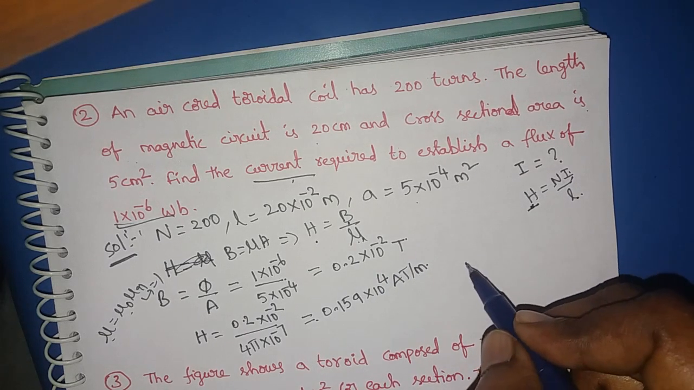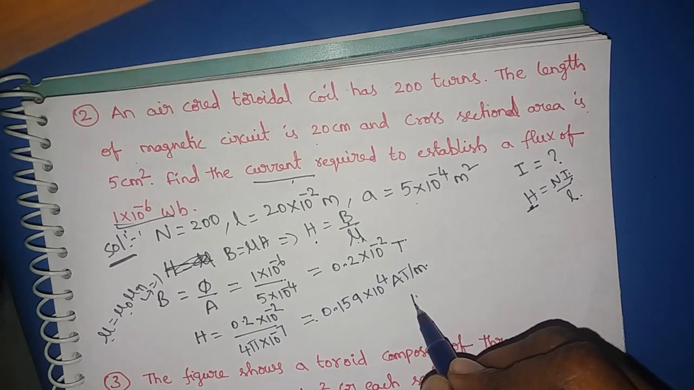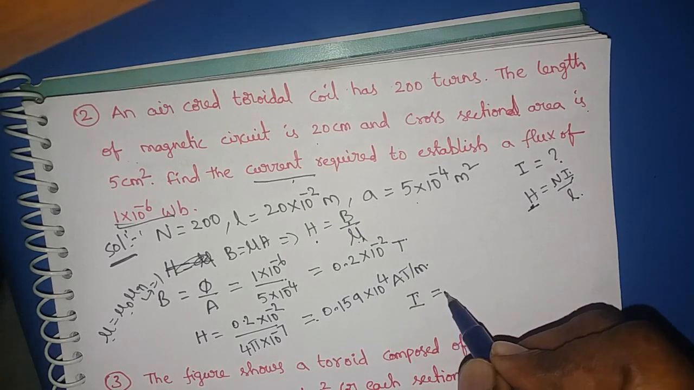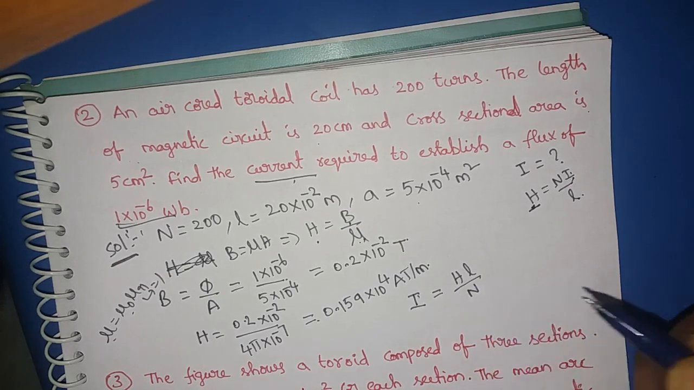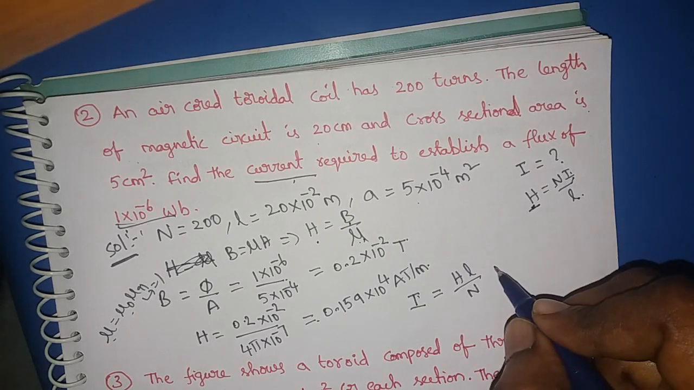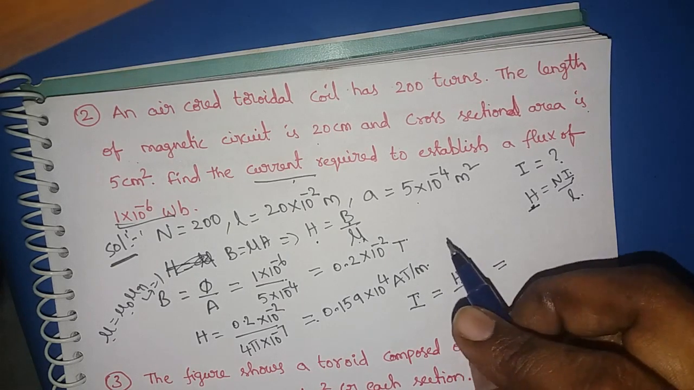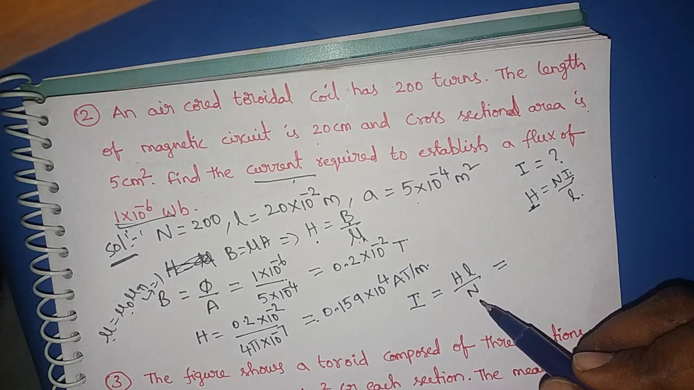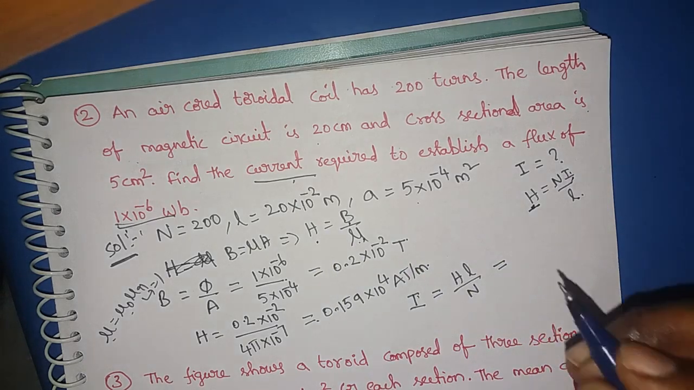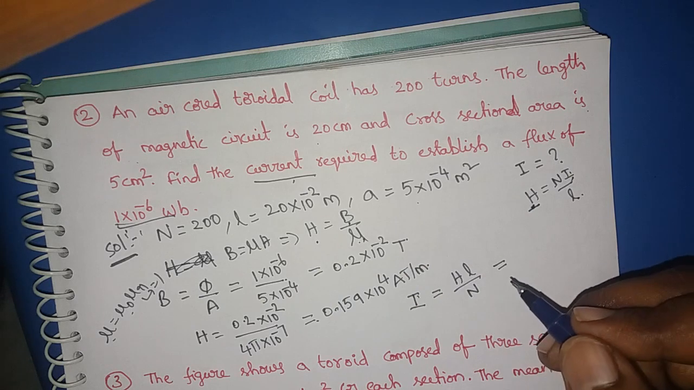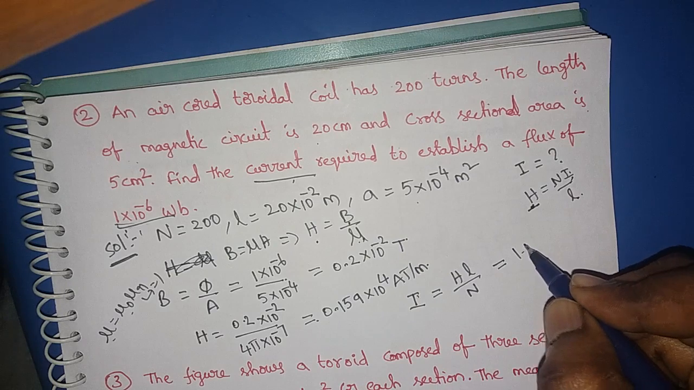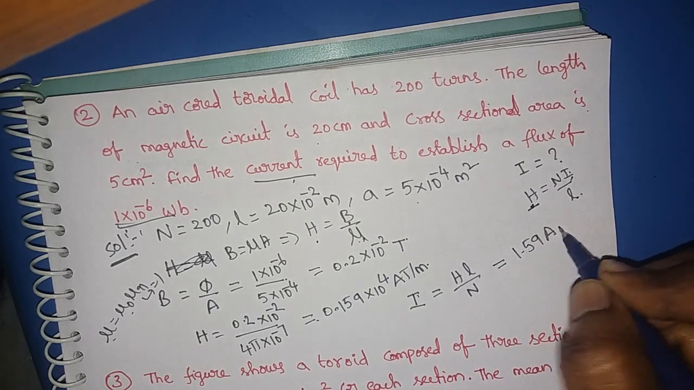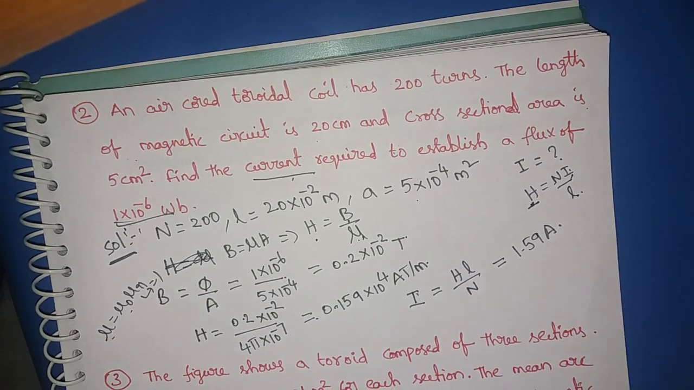I is equal to H into L by N. Yes, you have H and you have L, and you know the value of N, 200. So finally, if you substitute all these values here, you will get the answer as 1.59 amperes.